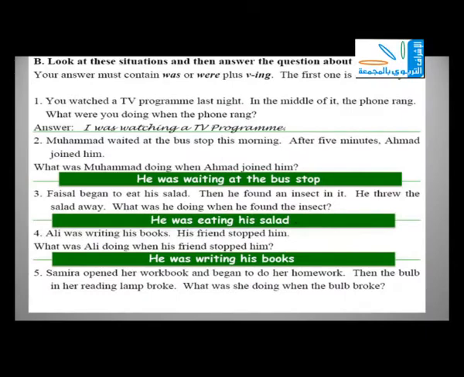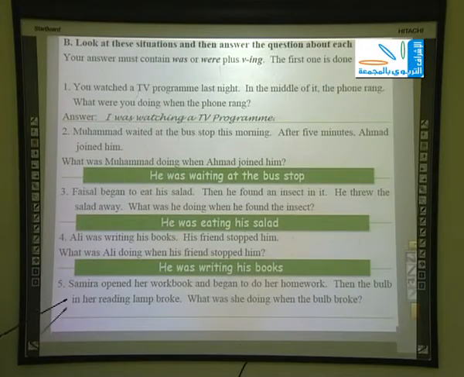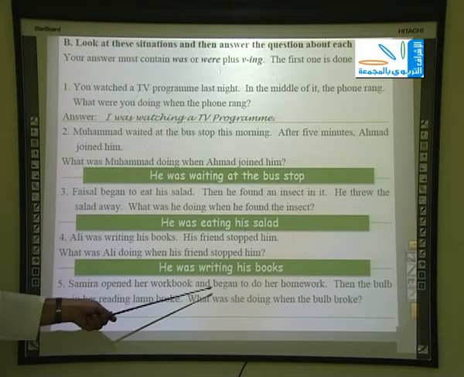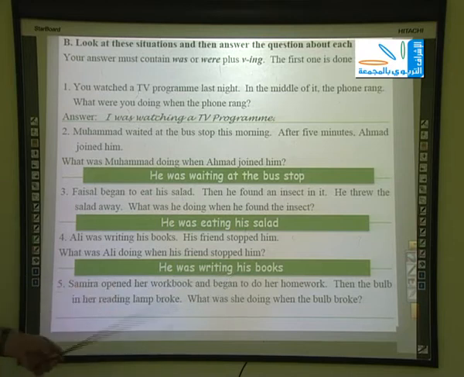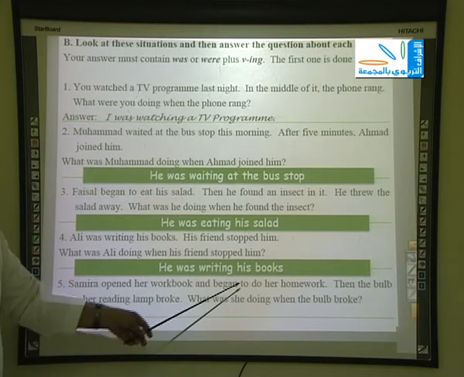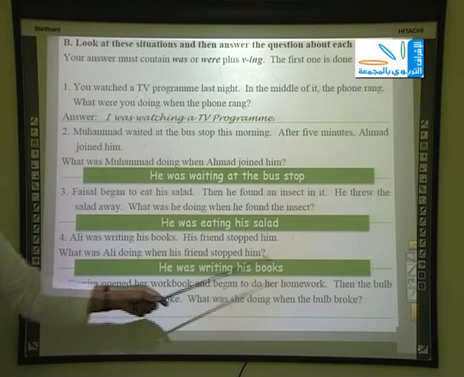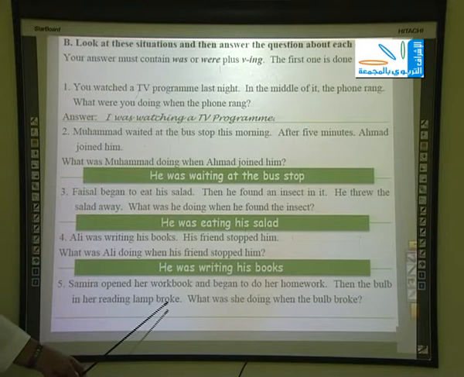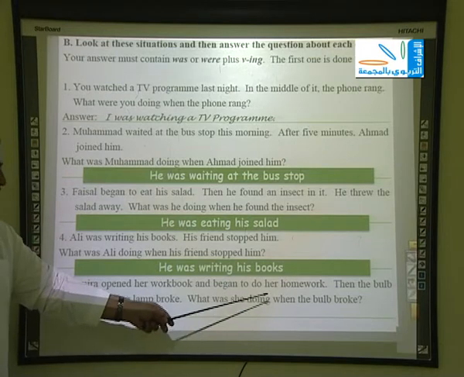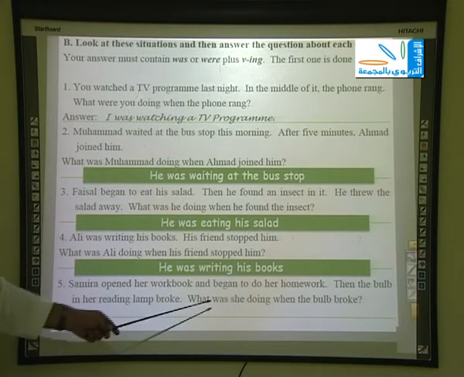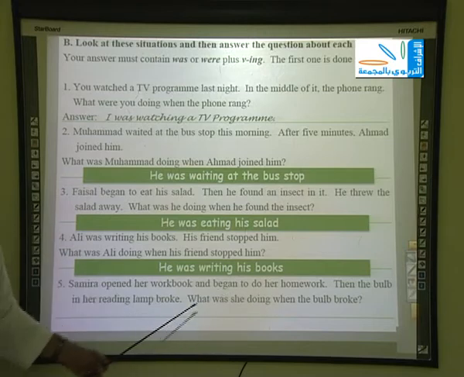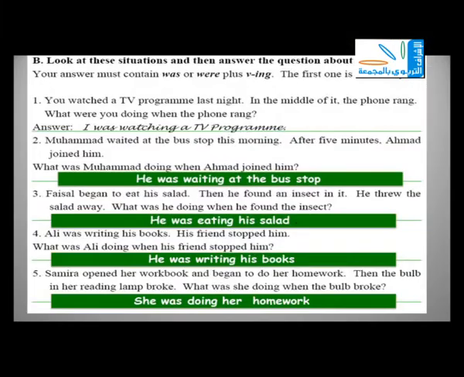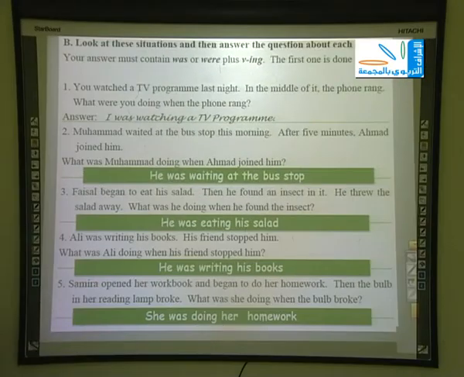Now, let's move to situation number 5. Samira opened her workbook and began to do her homework. Then the bulb in her reading lamp broke. What was she doing when the bulb broke? The answer is she was doing her homework.